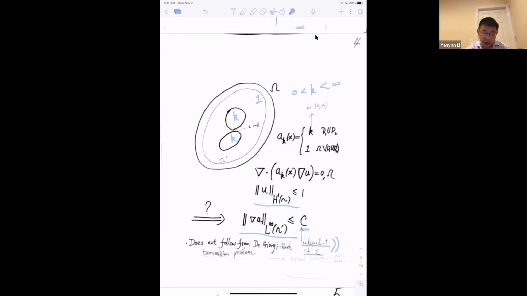The solutions were already known back then to be piecewise smooth, actually up to the boundary. In here, piecewise smooth up to the boundary, and in the other ball, piecewise smooth up to the boundary. And across the normal, across here, the normal derivative has a jump.